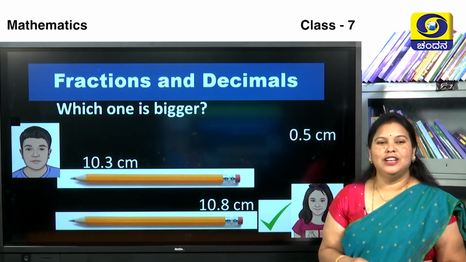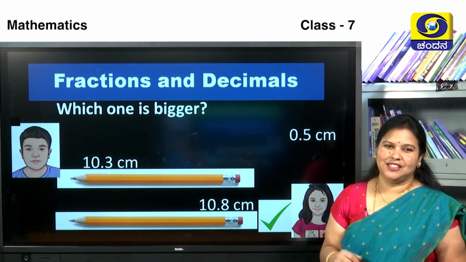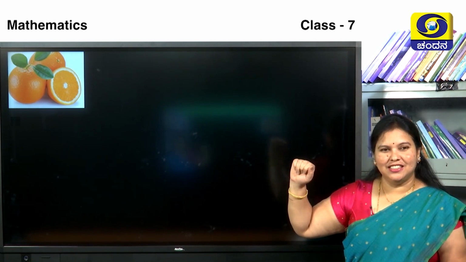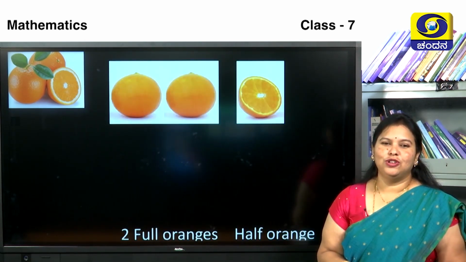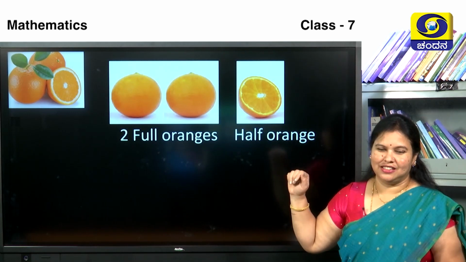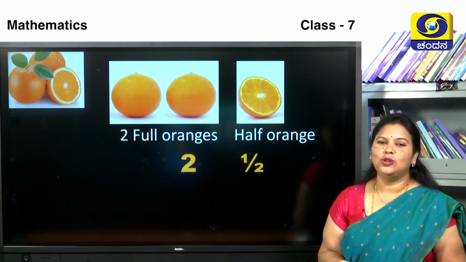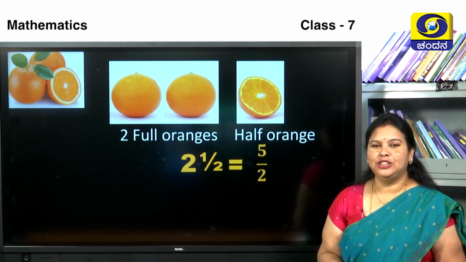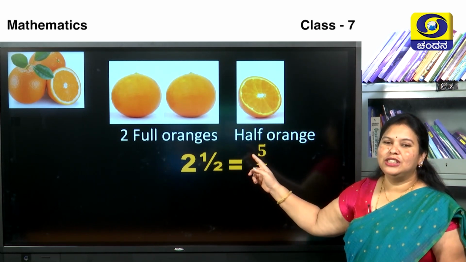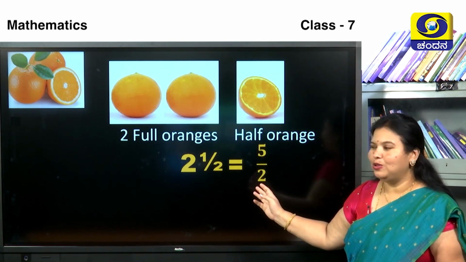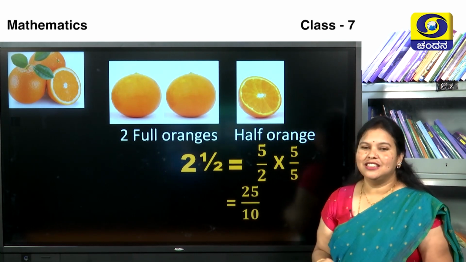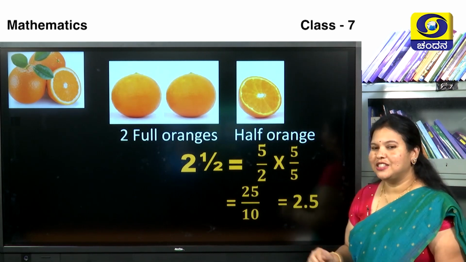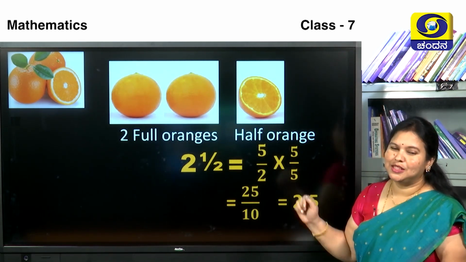Now onwards, we will understand decimal places. Looking at the given figure, can you tell me the number of oranges here? Yes, here 2 full oranges and a half orange is there. So, we have a total of 2.5 oranges which can be written as 5 by 2. If we multiply both the numerator 5 and denominator 2 by 5, we will get a fraction whose denominator is 10. So, it can be written as 2.5 and it is a decimal number.